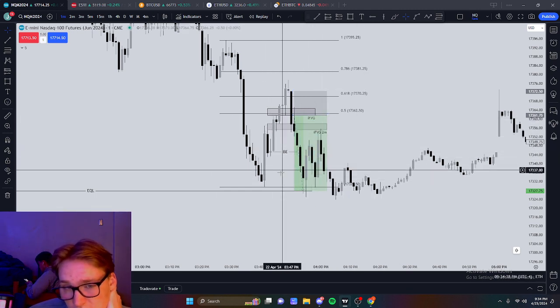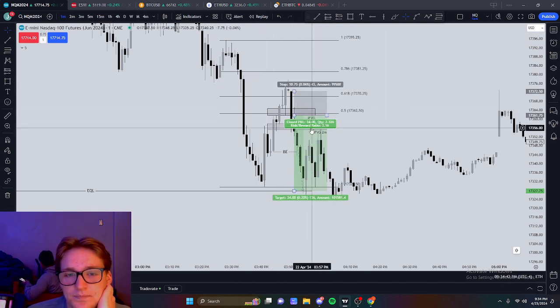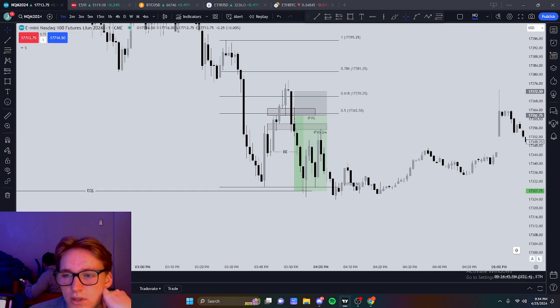And then we kind of just let it go to the equal lows, and it got hit right away. We were in the trade for like 4 minutes, 1 to 3 RR, so pretty solid trade right there.